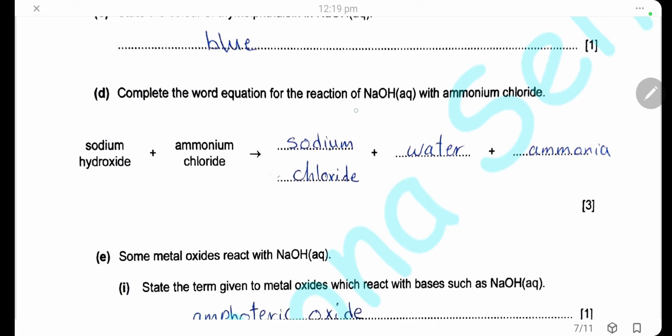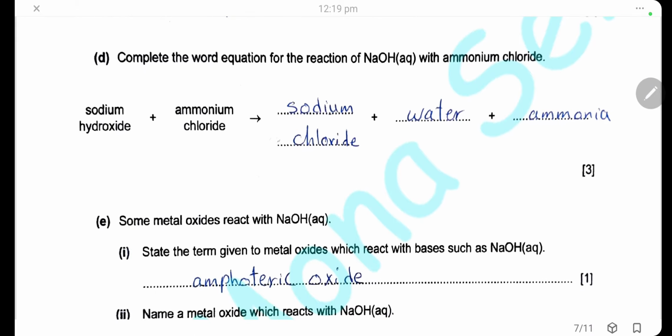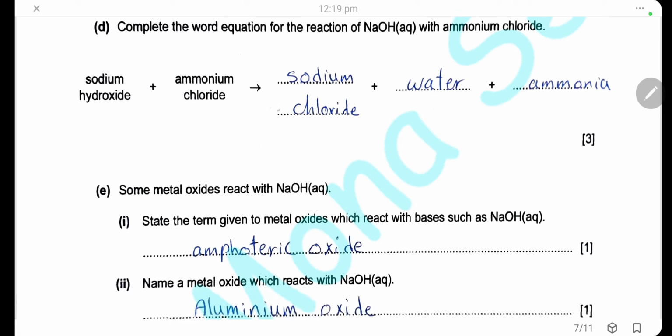State the color of thymolphthalein in sodium hydroxide: it's blue. Complete the word equation for the reaction between sodium hydroxide and ammonium chloride. Sodium hydroxide is a strong base, so it will displace ammonia from ammonium chloride, and we will have sodium chloride as a salt, and ammonia and water. This is the word equation for the reaction between sodium hydroxide and ammonium chloride.